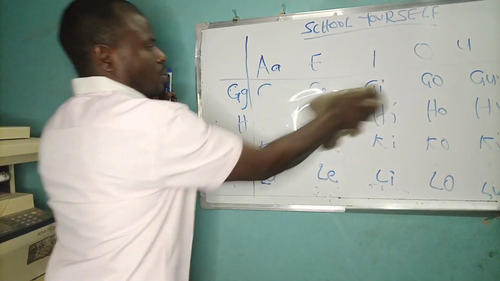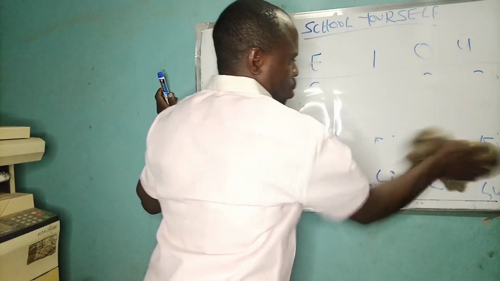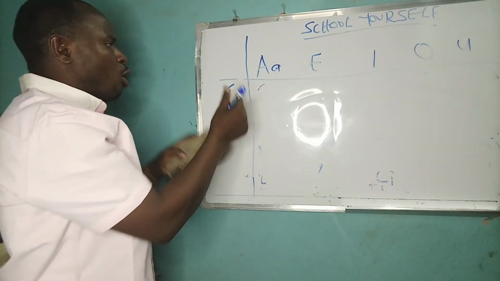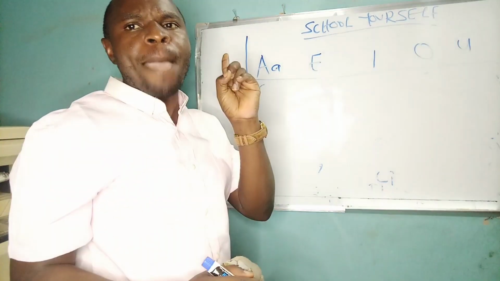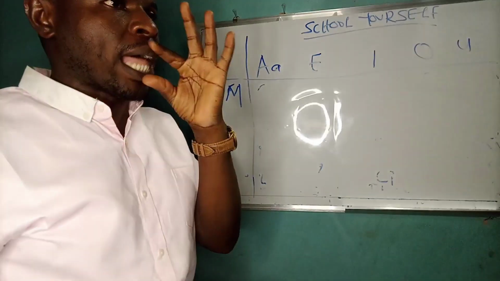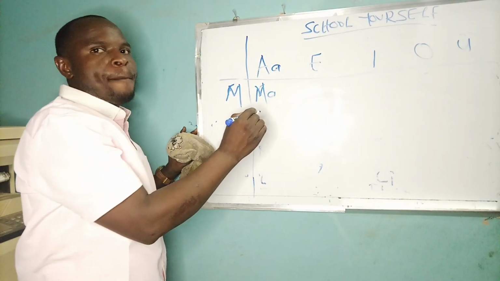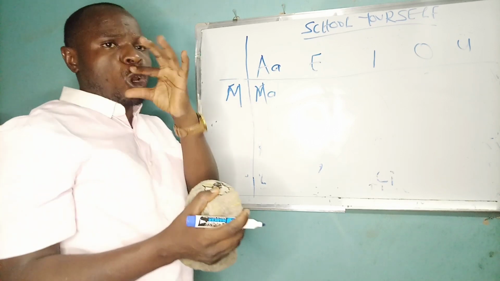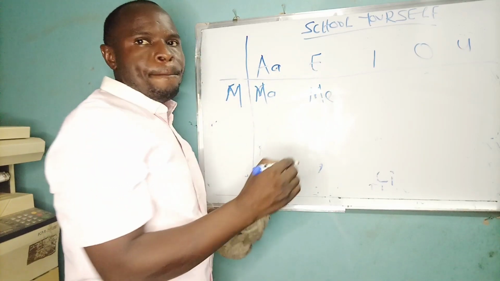Then we go to M. So for M, just as the way I did for F and L, the sound of M is m. When you say M, the last thing in your mouth is m. Your mouth becomes closed. M, your lips become close together. So if I'm having M with A sound, I'm having ma. When you want to pronounce M, your lips come together. Then if it's M, E now, that's me.